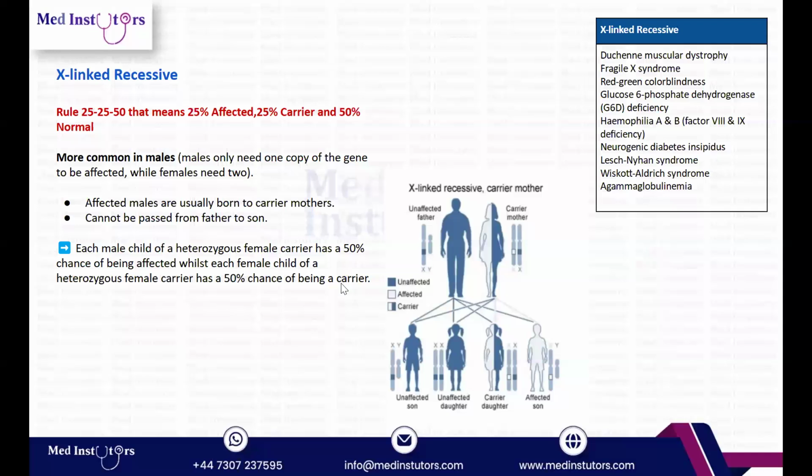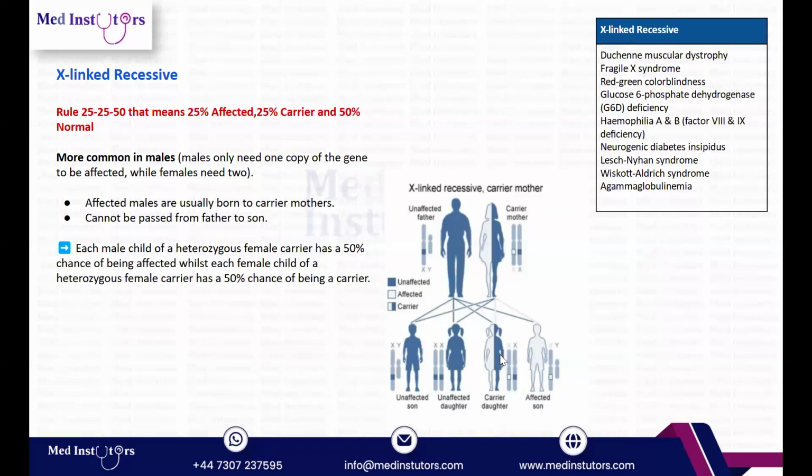So if they ask about the mode of inheritance, then yes, you can implement your rule, that is 25% affected, 25% carrier, and 50% normal. But if they ask particularly about the gender, like how many sons would be affected and how many daughters would be affected, then the answer would be 50%.